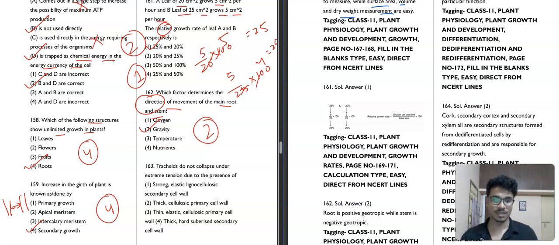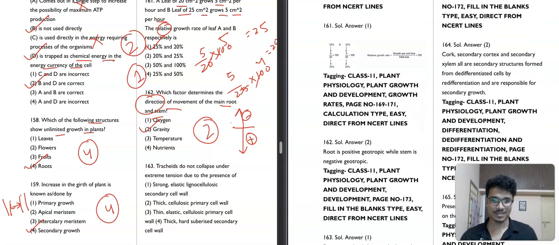The root is positive geotropic while the stem is negative geotropic, because the root goes down and the stem goes up. So it is positive geotropic and it is negative geotropic. Geotropic means towards gravity. Okay, nice. Then question number 163.